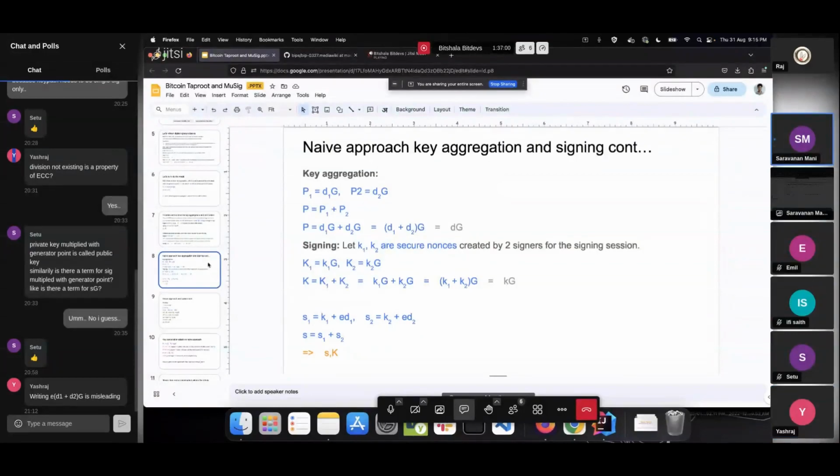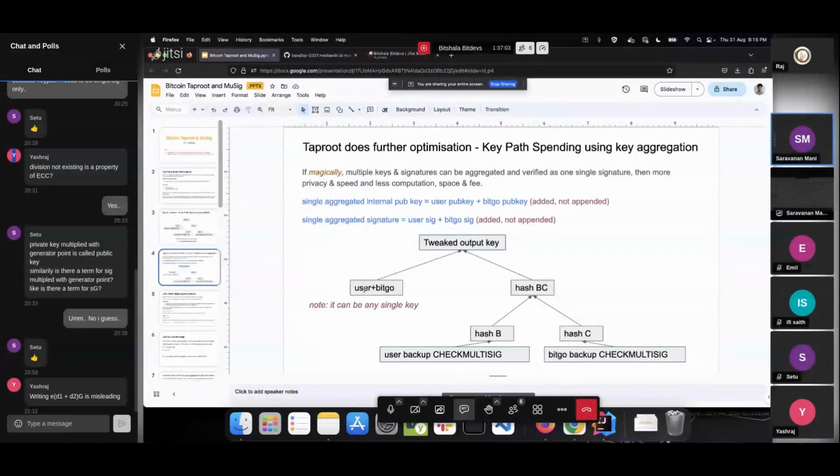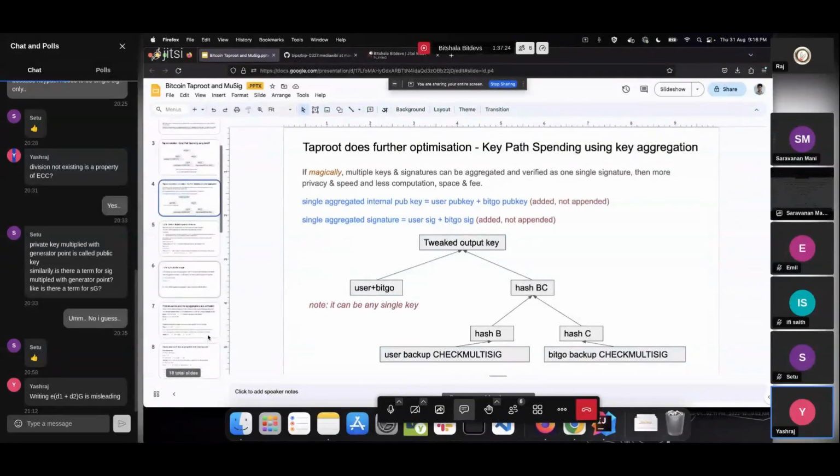Actually, it's the script creators. In this case, the person who created the script, the wallet that created the script, does this P1 plus P2. And the K1 and K2 is done by the signers. Yeah, by the signers, right. Okay. That's a good question.